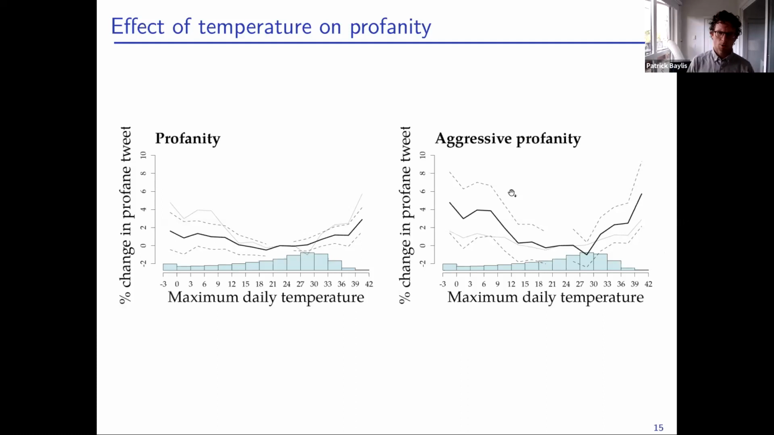And you can see in both of these that we get pretty dramatic changes in the percent of profane tweets that are being uttered in these hotter and colder temperatures. So consistent with what I find in the sentiment data, profanity rises in the tails.